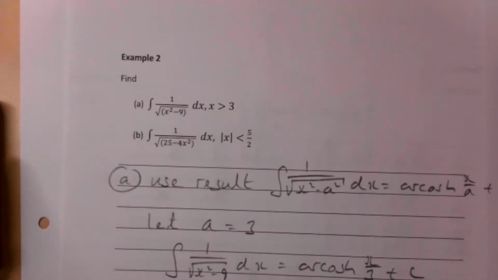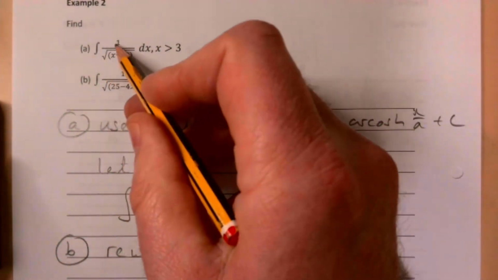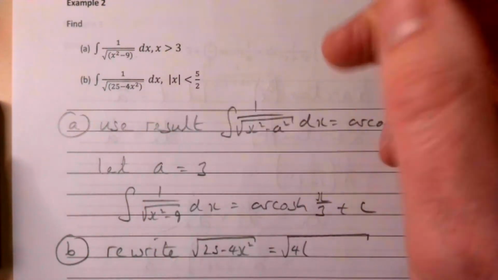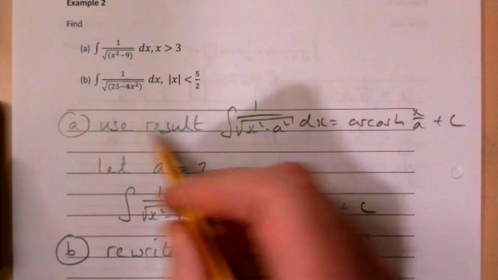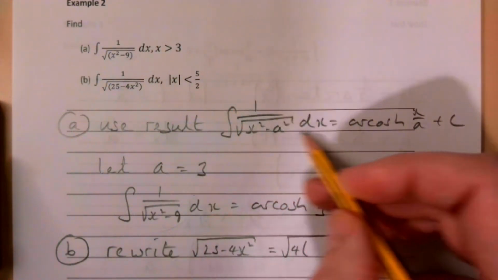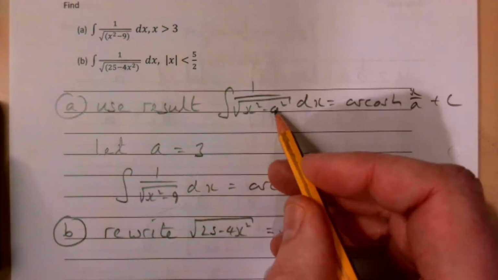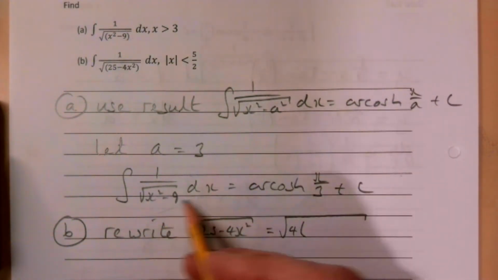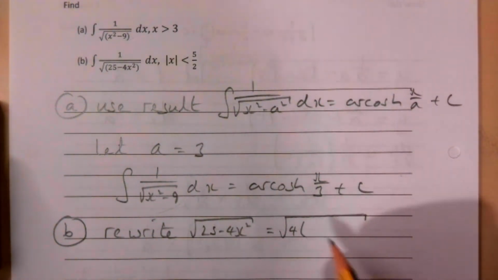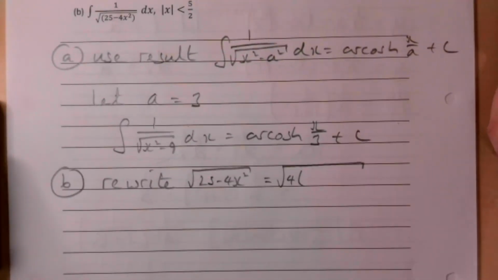Alright, on then to our example 2. We have to find the integral of 1 over the square root of x squared minus 9, and we're going to use the result on the previous page. The integral of 1 over the square root of x squared minus a squared dx equals arcosh x over a plus c. If we let a equal 3 in this particular one, this obviously becomes a 9, and it just gives us arcosh x over 3 plus c. Sometimes, like the previous example, you need to prove it and show where it comes from. Other times we can just use the standard integrals that we're given.